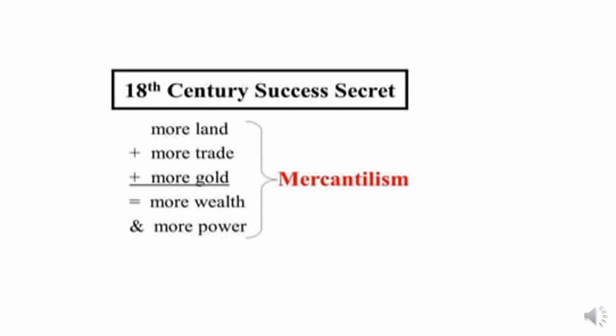So the 18th century success secret, or we can say the formula, is more land plus more trade plus more gold. At that time they used gold and silver. So a person or any country who has more land, more trade and more gold is equal to more wealth and more power. This is the formula of the mercantilists.